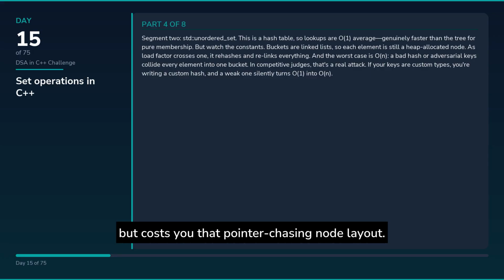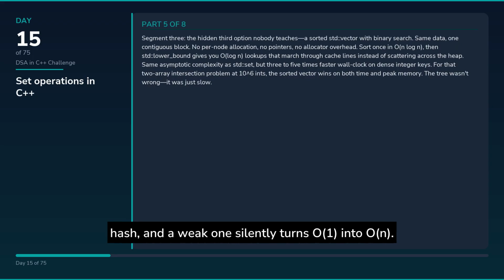Segment 2. std::unordered_set. This is a hash table, so lookups are O(1) average. Genuinely faster than the tree for pure membership. But watch the constants. Buckets are linked lists, so each element is still a heap-allocated node. As load factor crosses 1, it rehashes and relinks everything. And the worst case is O(n). With a bad hash or adversarial keys, collide every element into one bucket. In competitive judges, that's a real attack. If your keys are custom types, you're writing a custom hash, and a weak one silently turns O(1) into O(n).